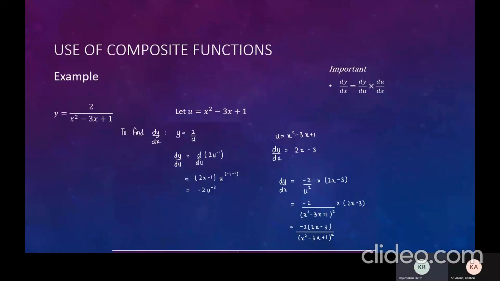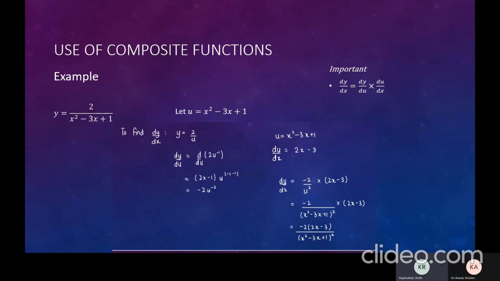Now we'll look at composite functions. Composite functions make it easier to solve regular differentiation problems based on the information given in the question. We firstly consider the formula, which is very important in this case. dy/dx equals dy/du times du/dx. So now we'll look at the example shown.